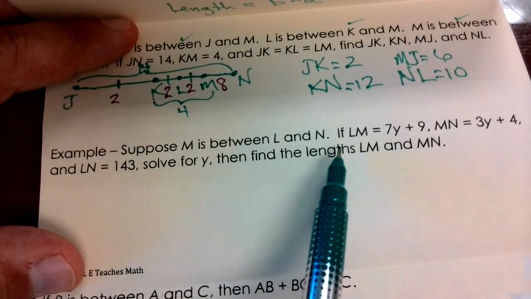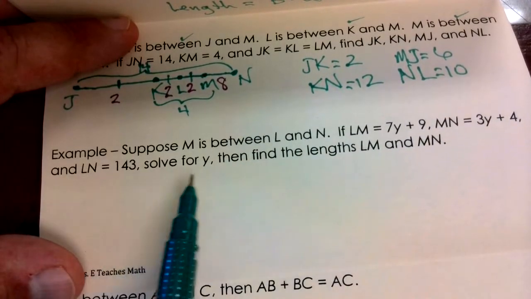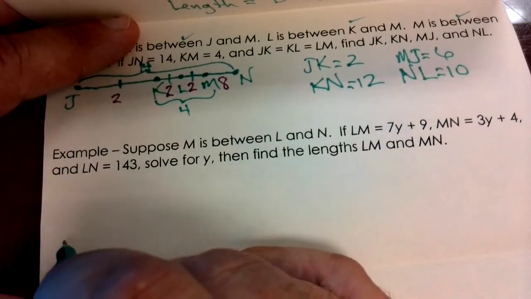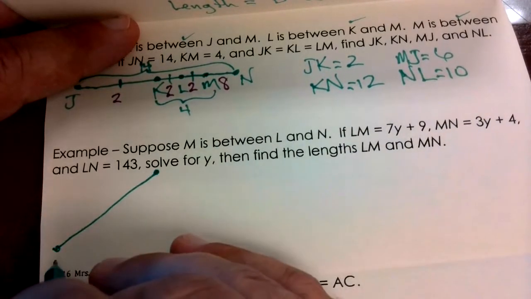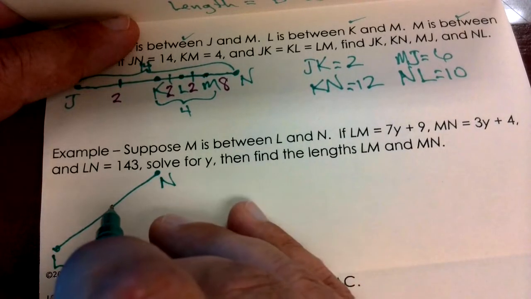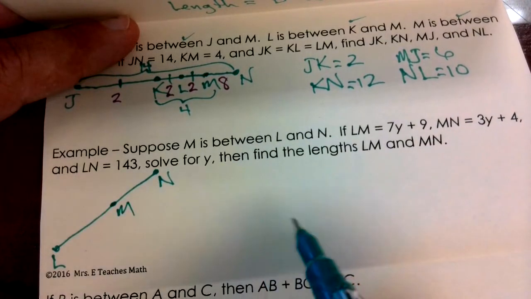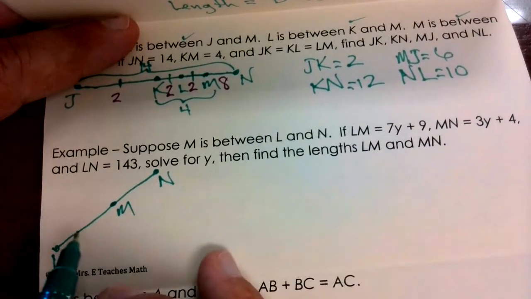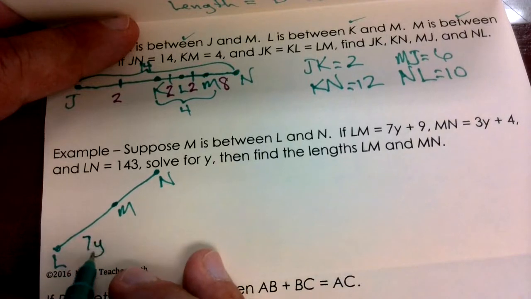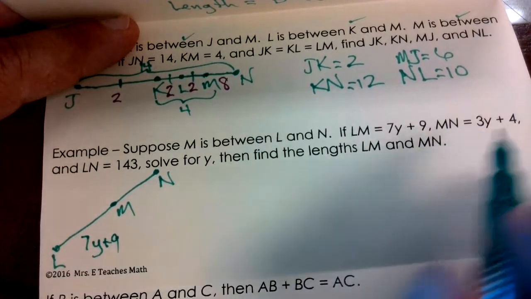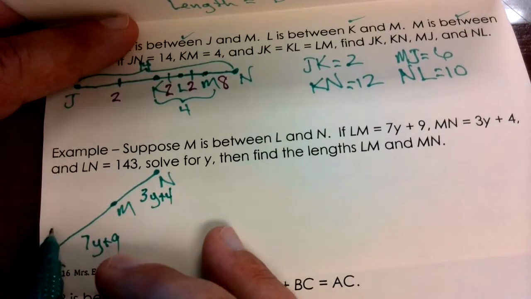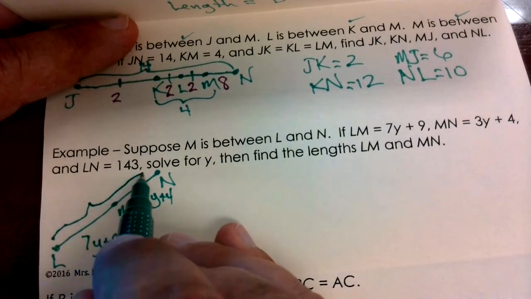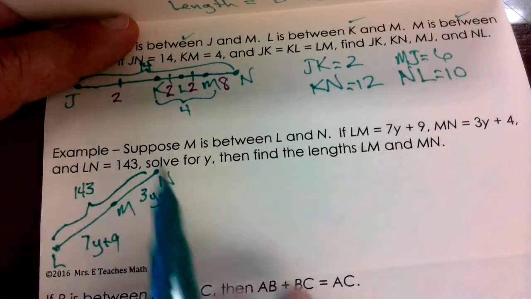M is between L and N, gives me some bits here, and then I want to solve for y and find these. So I start by drawing my picture. L, N, M is in the middle. Then I'm going to label it LM, 7y plus 9. MN, 3y plus 4. LN, the whole thing, is 143.